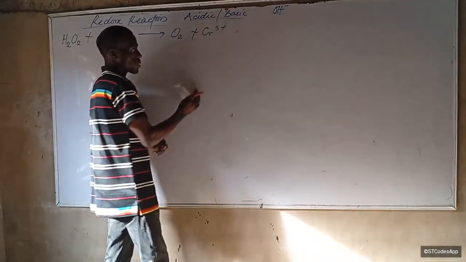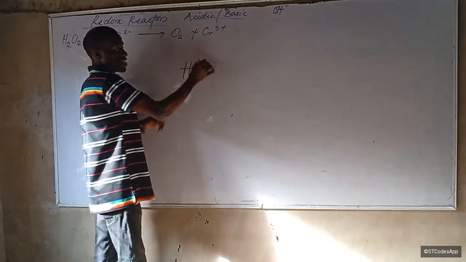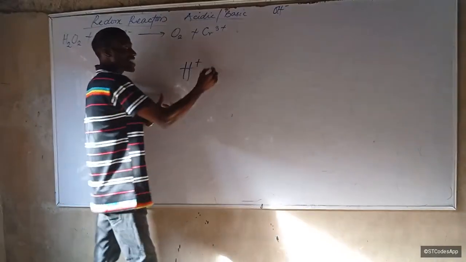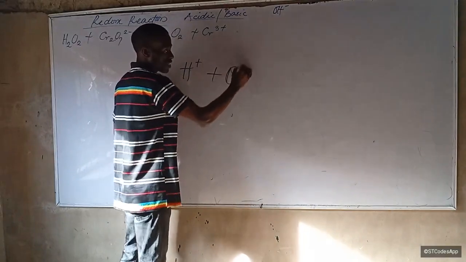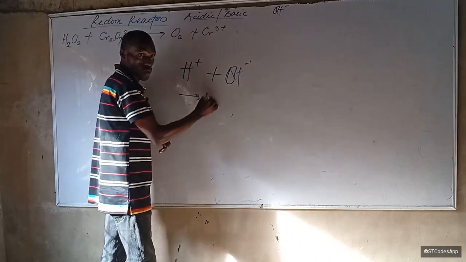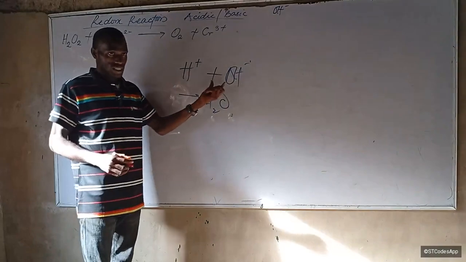So you notice that by the time you finish the equation, there will be a side that will still have H plus, right? So you now add equal amount of OH minus that you need to that side. By the time you have added OH minus, that becomes what? Water, right? So with that, you have neutralized the acidity.